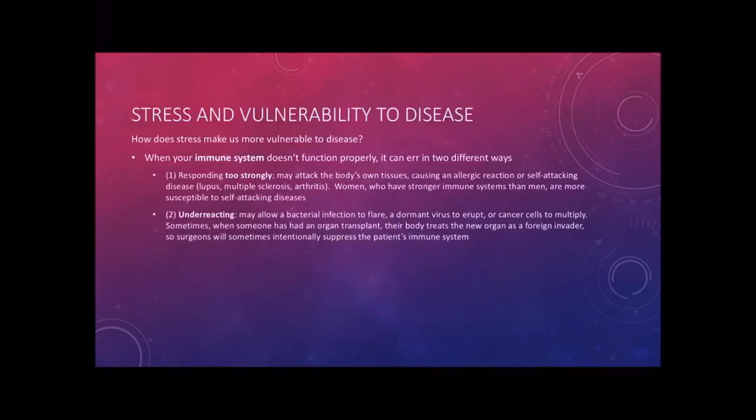And then the other side of it would be underreacting, and now we aren't responding enough to something that is a present danger inside of the body. So this would be the immune system failing to stop a bacterial infection from spreading, so that flares, a virus erupts, your cancer cells multiply, things like that.